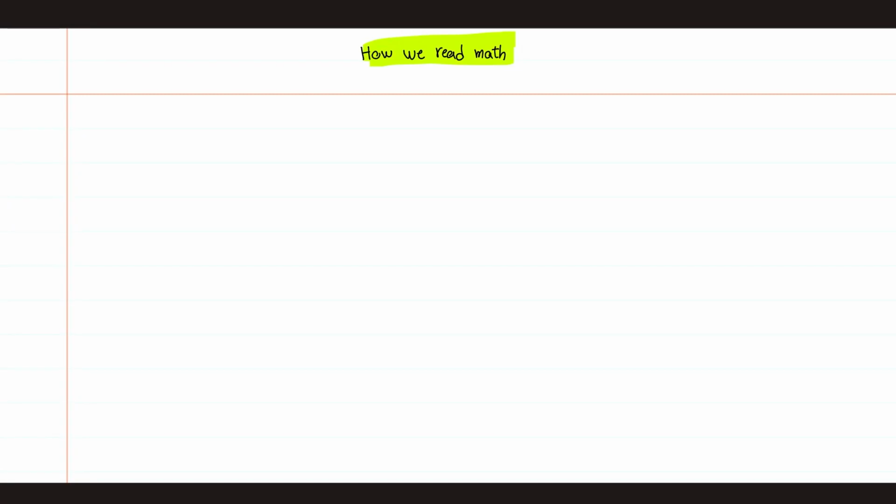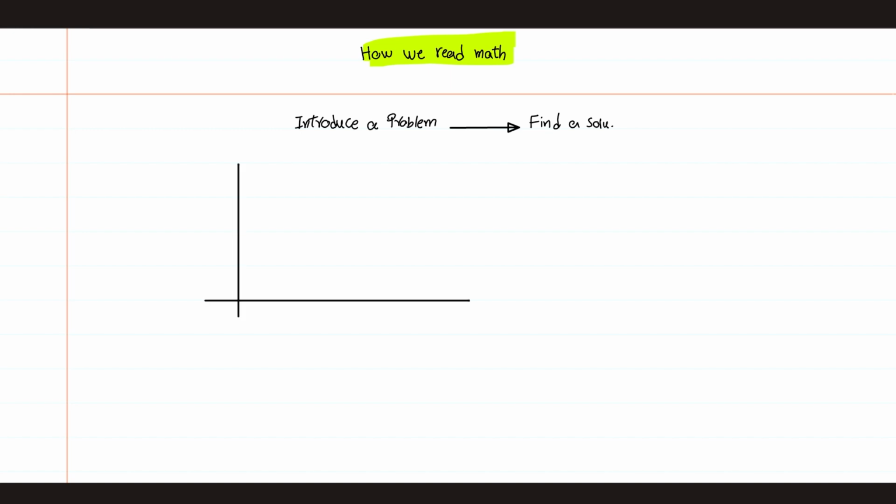Always begin by introducing our problem and finding a solution for that problem. And the most important part when it comes to understanding math is understanding the problem, what we are trying to solve. Say for example we have a problem. Let's say we have this function.